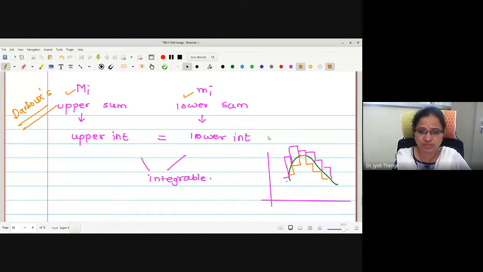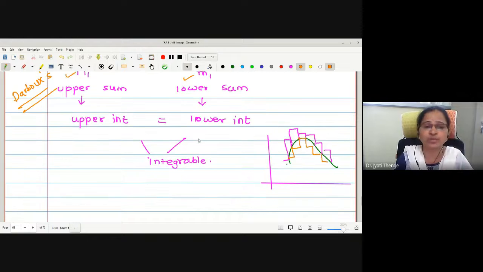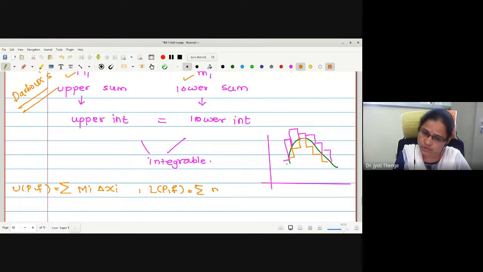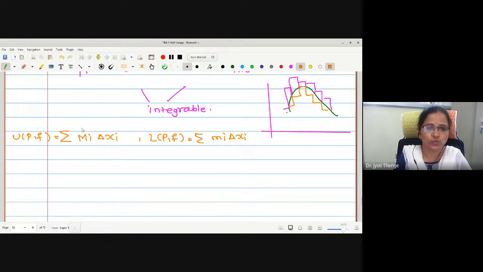Therefore, he made some changes in the definition of the sum, and instead of using this capital Mi and small mi, he changed it to an arbitrary function value. Let me just write again the sum capital Mi delta xi as an upper sum. That of lower sum is small mi and delta xi. Due to this, one is above the curve, one is below the curve.